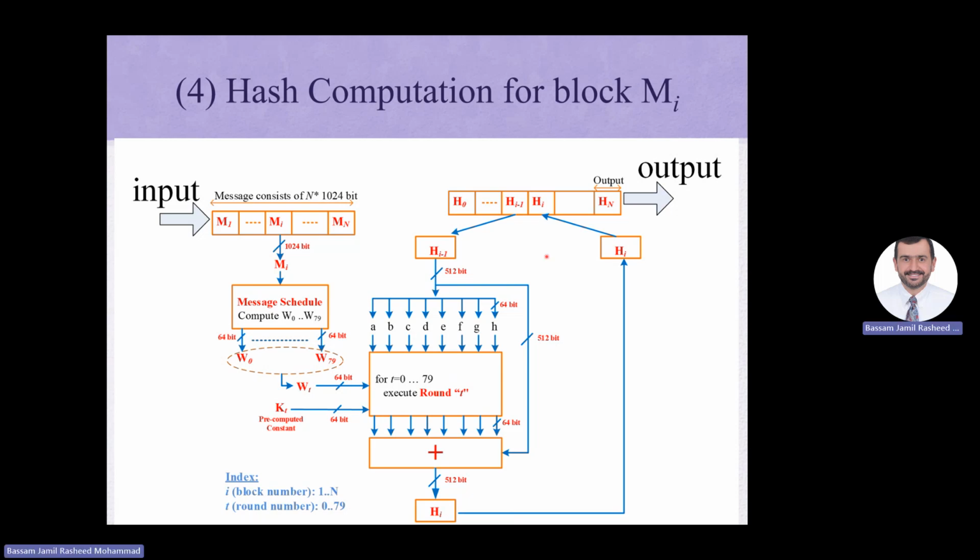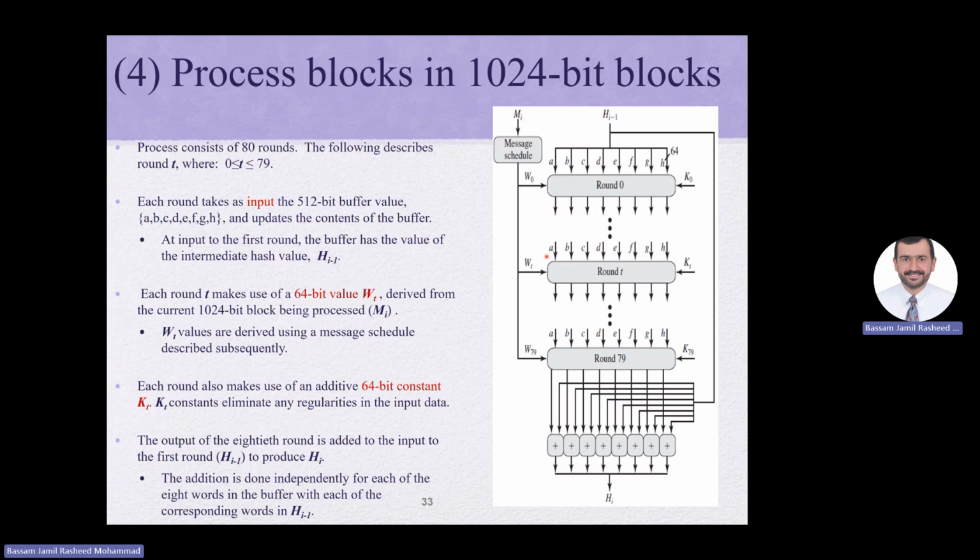Now, basically a different view here. We get this Hi, we split it into those 8 registers, every register 64 bits. We process round 0, which gets K0 and W0, exactly what we mentioned before, but in a different view. Round t, we get Wt and Kt with those registers A, B, C, D, E, F, G, H. Process things, and so on, all the way to round 79.